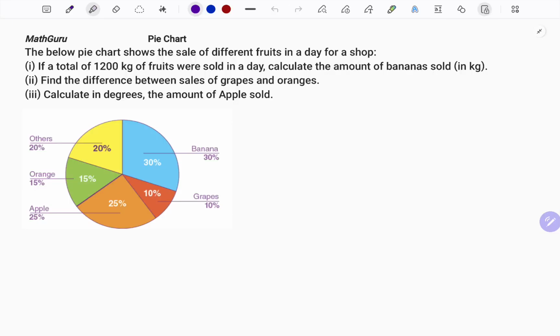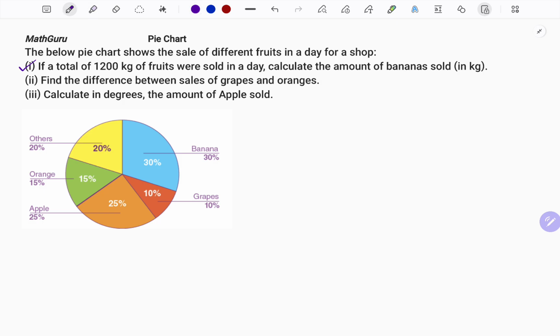In this video, I'm going to show you how to solve the following question on pie chart. The below pie chart shows the sale of different fruits in a day for a shop. 1. If a total of 1,200 kilograms of fruits were sold in a day, calculate the amount of bananas sold in kilogram. The second question says find the difference between sales of grapes and oranges. And the third question says calculate in degrees the amount of apple sold.